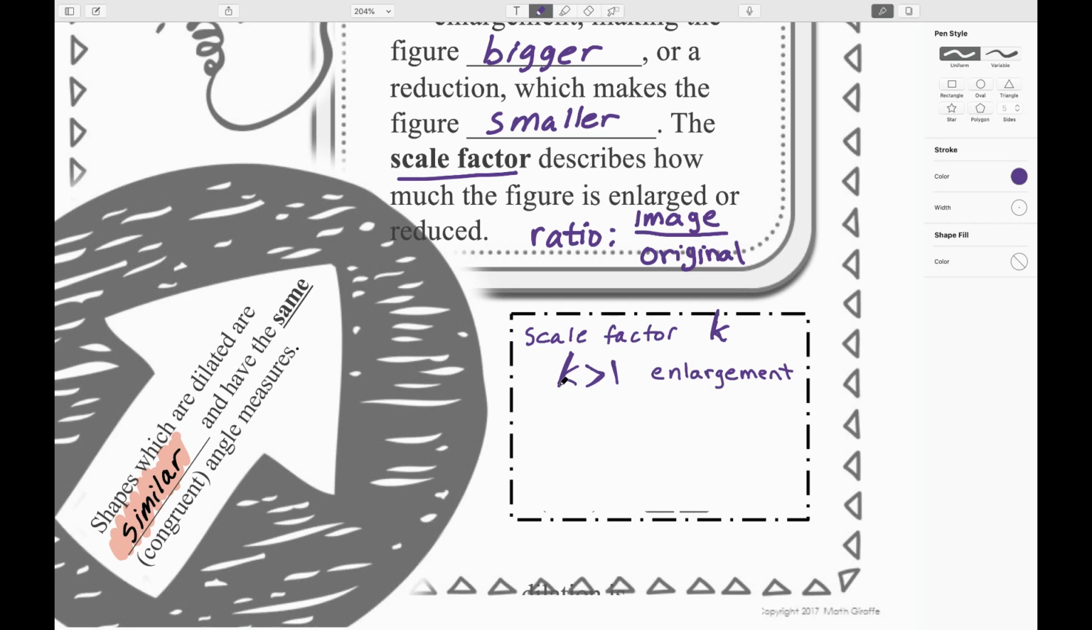If the scale factor is less than 1, if the scale factor is less than 1 and the scale factor is greater than 0, so basically between 0 and 1, then it is a reduction.